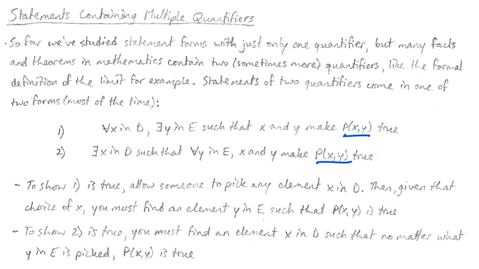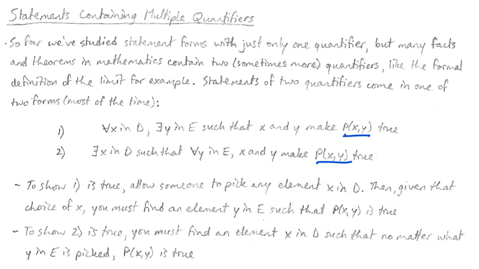So the first one is for all x in D, there exists y in E. The second one is there exists x in D such that for all y in E. So notice that we have one of each quantifier in these, but the order in which they are placed is not the same. And the order does matter. How would we show that each of these things is true?